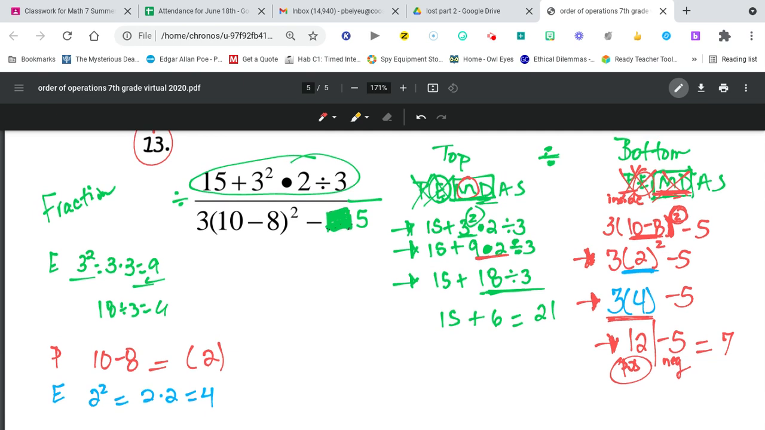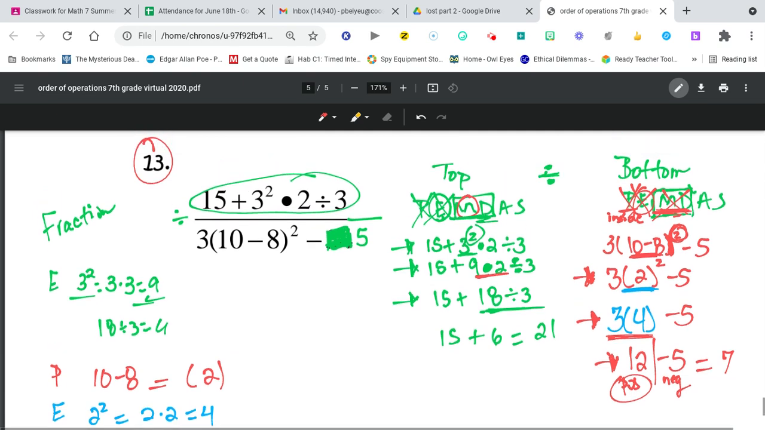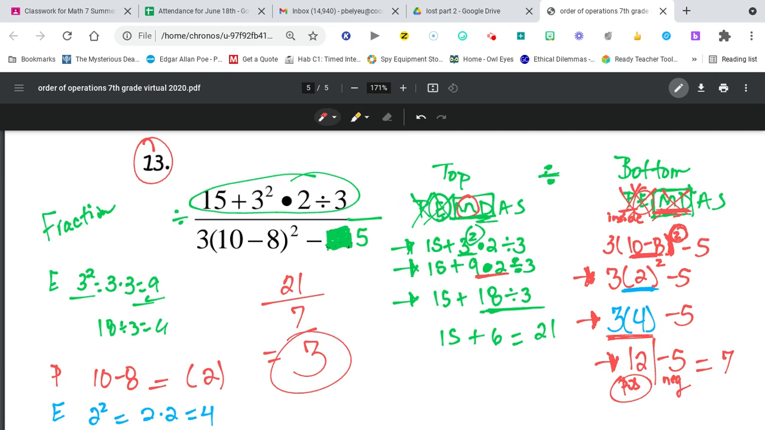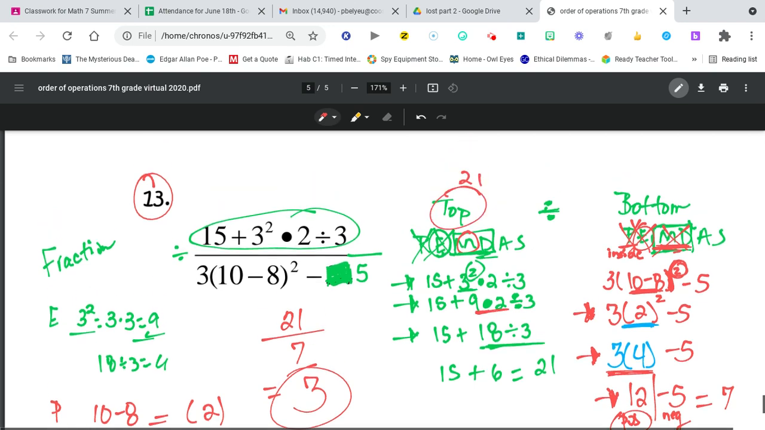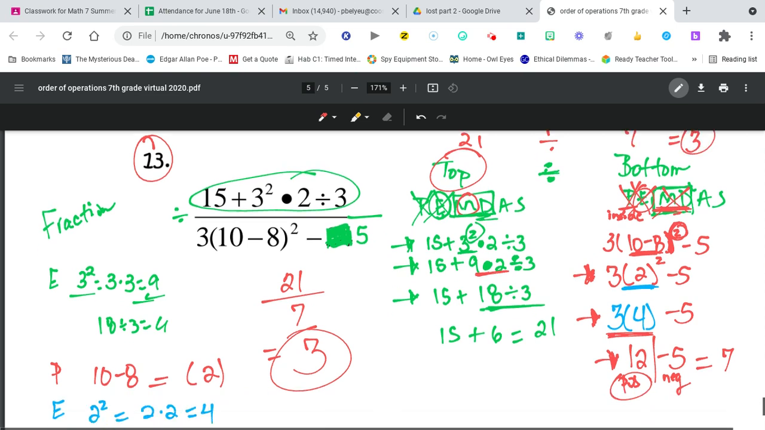So looking at this, the top of this fraction was 21, divided by the bottom of the fraction, which is 7. So you just ask yourself, and I'm going to write it right here: what is 21 divided by 7? 21 divided by 7 simply equals 3. So that's your answer. Once you take the top, which was 21, and divide it by the bottom, which was 7, you end up with the whole entire answer for the fraction, which is 3.